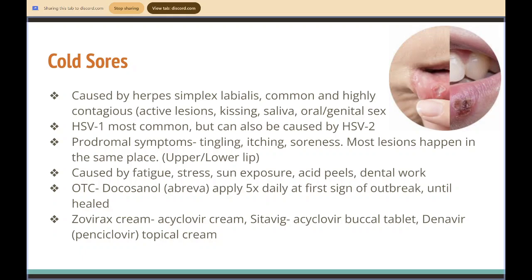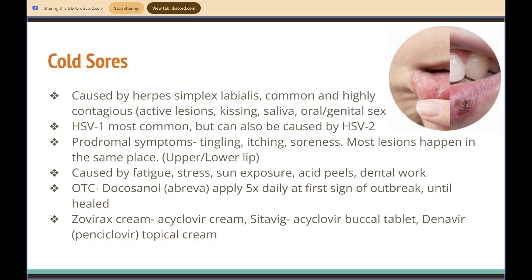Prodromal symptoms. The patient may complain of tingling, itching, and soreness. Most lesions happen in the same place. Now, you may think that tingling, itching, soreness are very common or generalized symptoms. However, this is someone who has a previous history of outbreak. Certain causes of cold sores can be fatigue, stress, sun exposure, acid peels, and dental work.